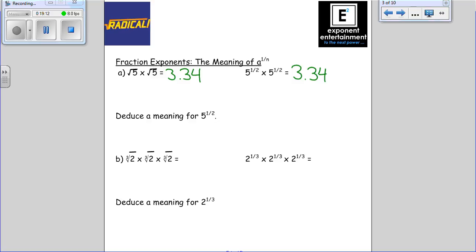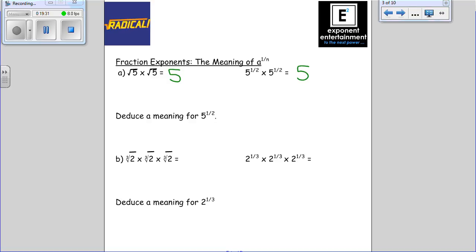The square root of 5 times the square root of 5 is not 3.4, it's 5, and this is 5. I was like, something's wrong. I typed in my calculator wrong. That's much better. But you're right, it should be the same.